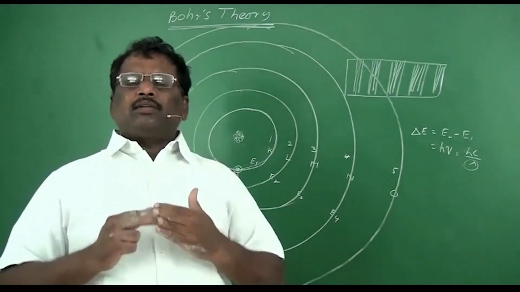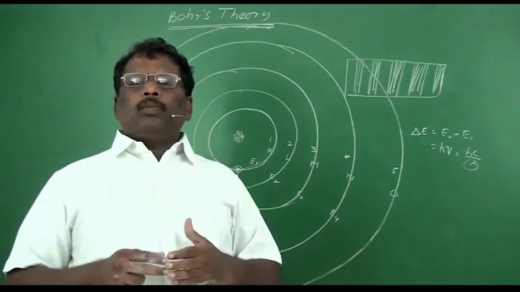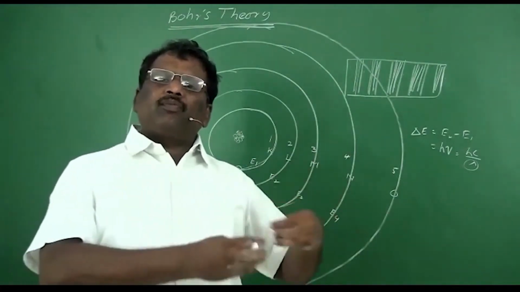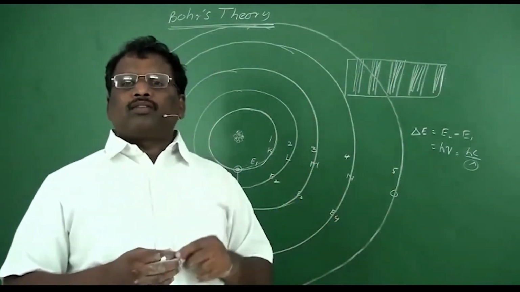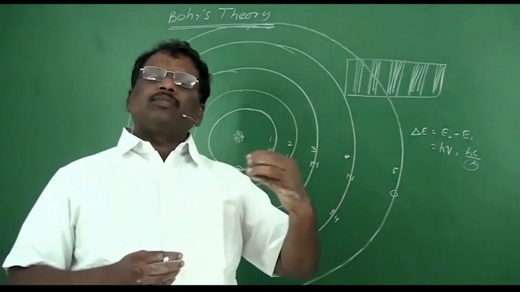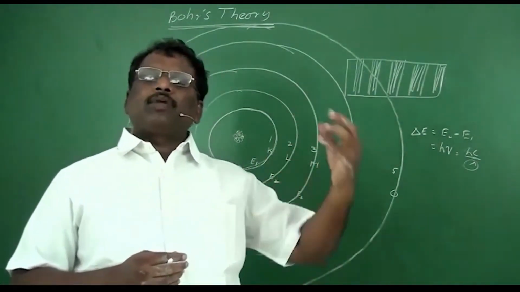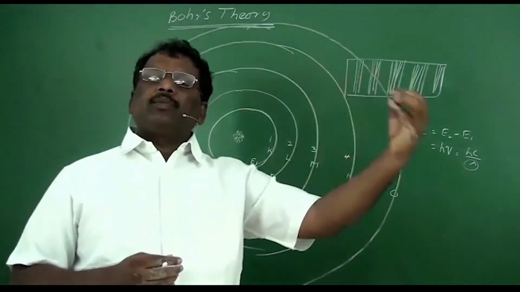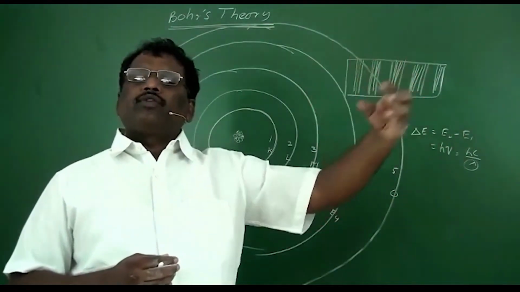So each atom will absorb a different amount of energy, a different number of photons, not protons, different number of photons. Some atoms may absorb 1 photon, some atoms may absorb 2 photons, some atoms may absorb 3 photons, some atoms may absorb 4 photons, 5 photons, and so on.